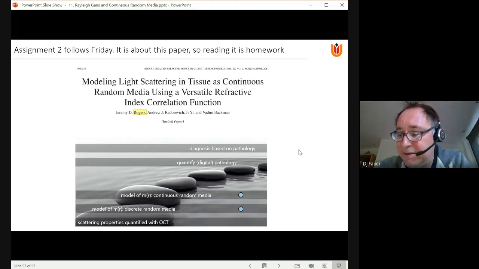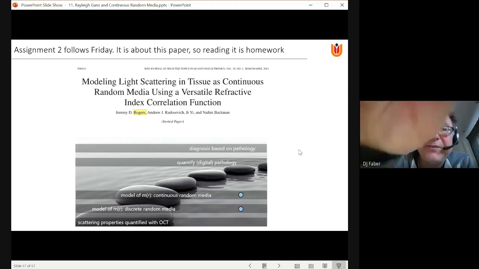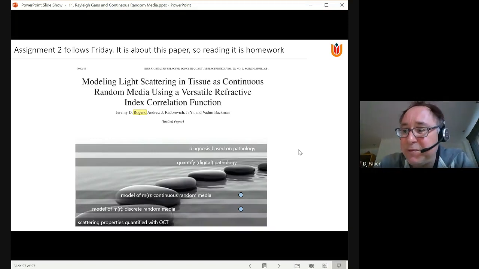I also know that I have received assignment 1 from some of you, but not from all of you, and we had set the due date for that for the next class. So I'm going to split this a little bit in two. The assignment will follow on Friday, and reading this paper is going to be homework. I'll send an announcement later today with some more details.